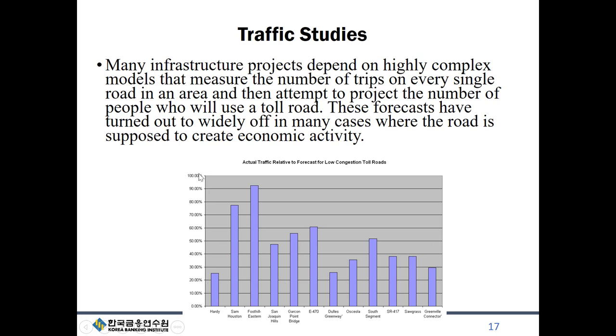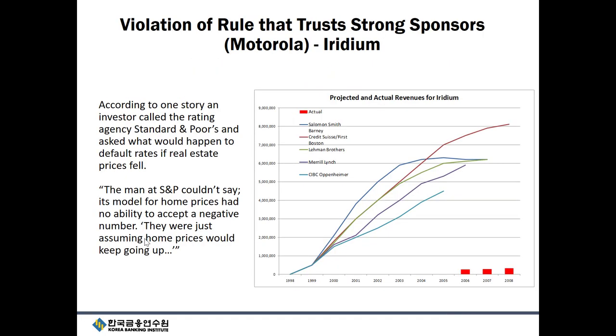Here are a bunch of toll roads, and there was a wonderful study that you can put on the Google Drive at least. It's an old one, but it shows what the actual was compared to the forecast. If you're right at forecast, you'd be 100%. Some of these ones were 30%. What, you have to reduce the forecast by 70%?